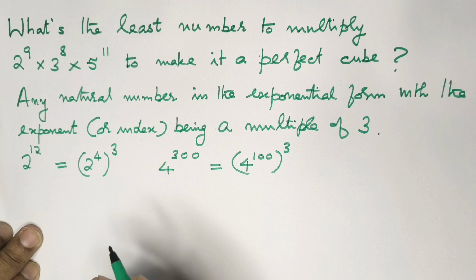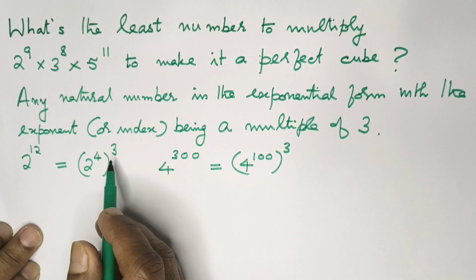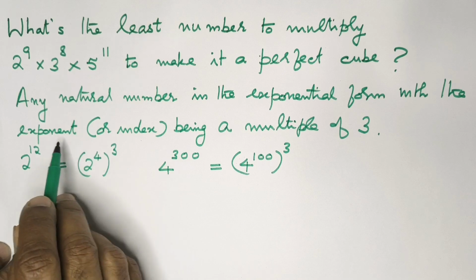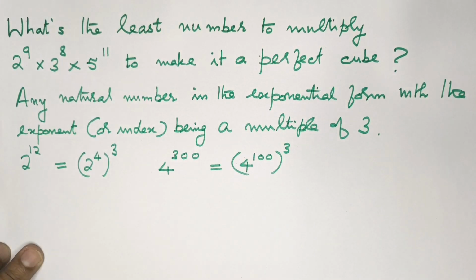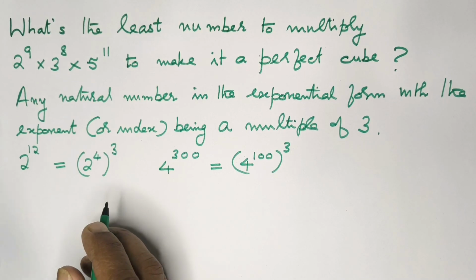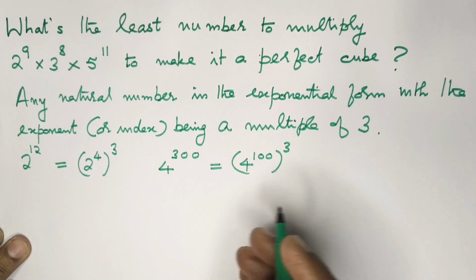The moment you hear a perfect cube, we think of something raised to 3. It's not exactly raised to 3, even other numbers. So the definition is index or the power has to be a multiple of 3. So there are so many other examples which you can see. So let me generalize the definition.